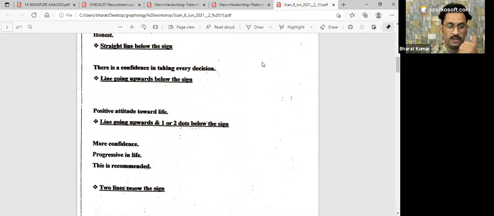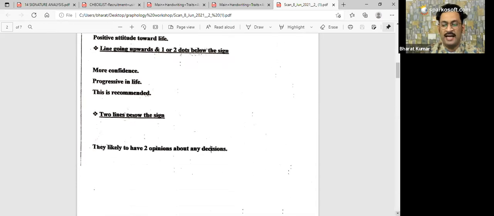Meaning the person doesn't, yeah, if below the line, it can be considered, no issue, Dakshani. But it should not be above the line. So if the person is having more than two dots, the person is fake. Remember this point, the person is fake. More than two dots, fake confidence. But one or two dots, yes, then more confidence, progressive in life. And these kinds of signatures are the most recommended signatures. Dakshani, two dots below the line, okay, no issue. But not above the line. So these kinds of signatures are the most appreciated signatures.